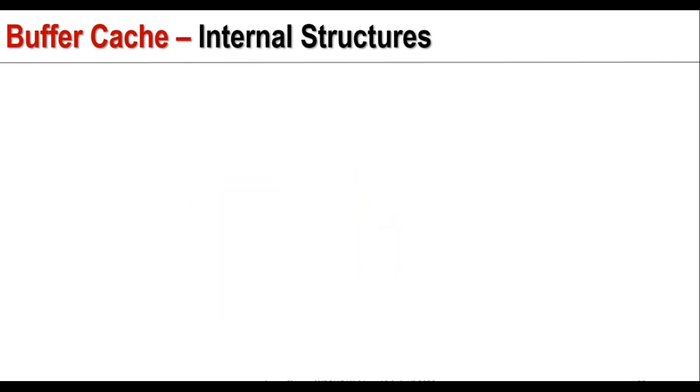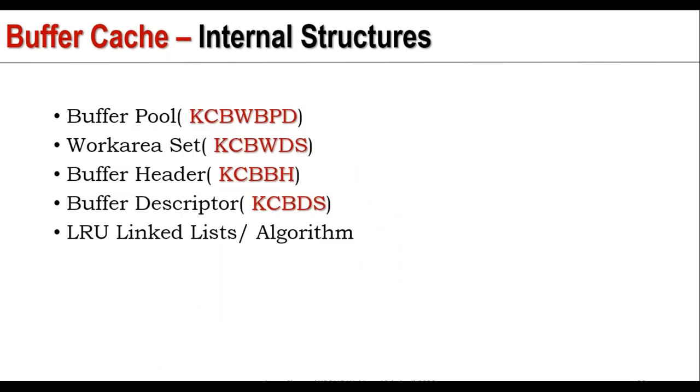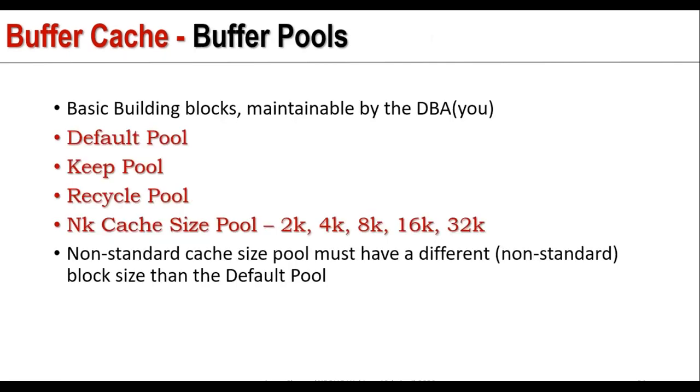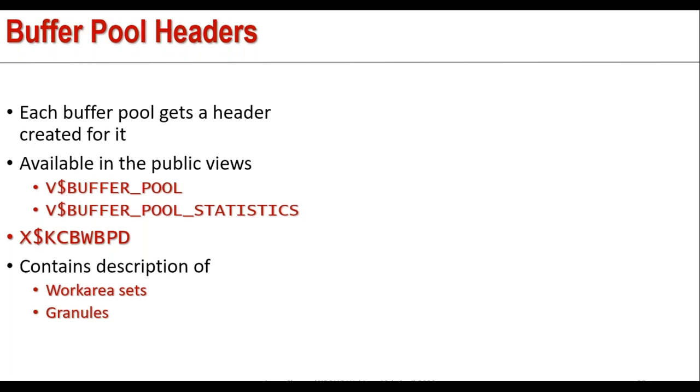Now, within the buffer cache, there are going to be a few more areas which do work to get the buffer cache created. And one of them is going to be the buffer pools. Now, buffer pools basically are the pools which hold up your entire caches. So you have the same available in terms of the public view, for example, default, keep, and so forth. And definitely you're going to have the non-default as well. But a buffer pool is basically going to be a structure which holds up your buffer header.